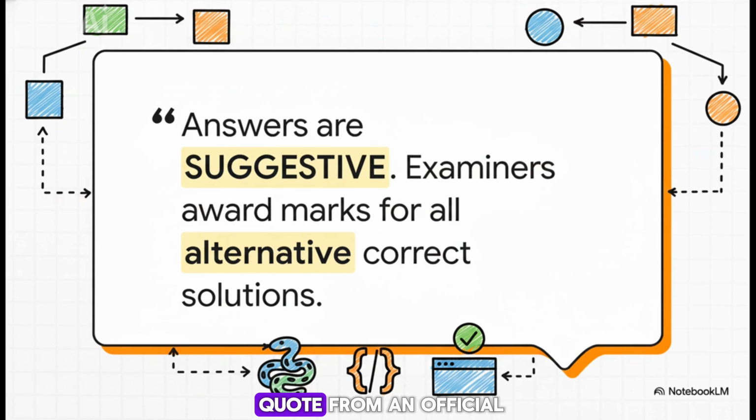And this might be the most important thing you see all day. This is a direct quote from an official marking scheme. It says, the answers are suggestive. What that means is there isn't just one single, perfect answer. If your code works and it solves the problem in a logical way, even if it looks different from the example answer, you should still get the marks. So please, be confident in your own solutions.